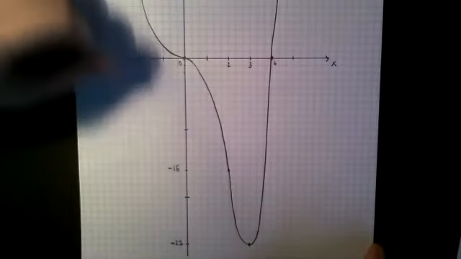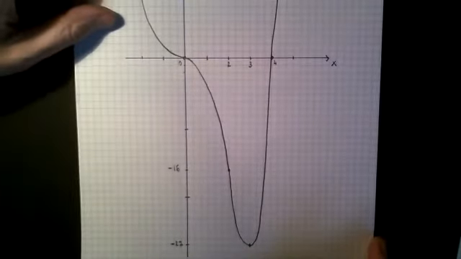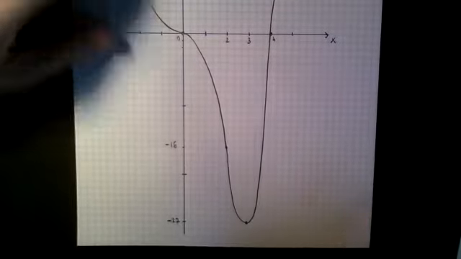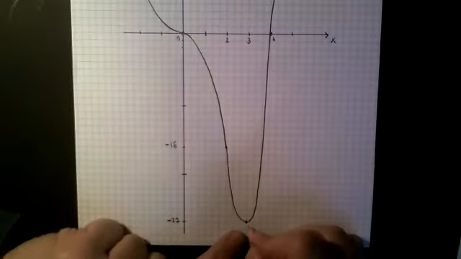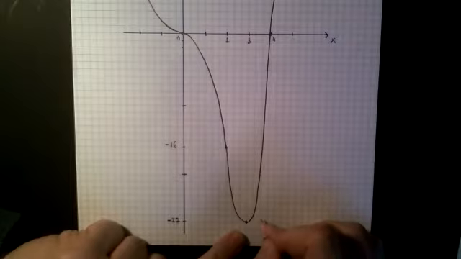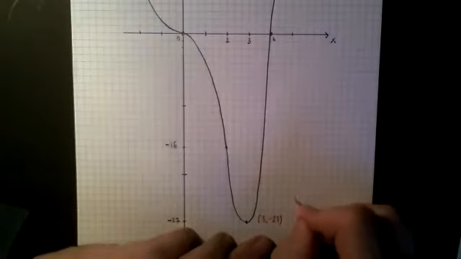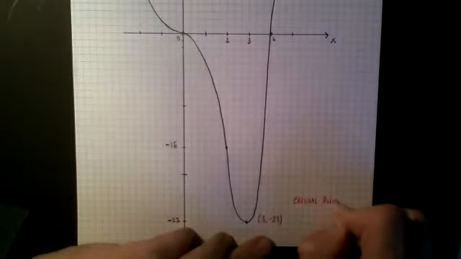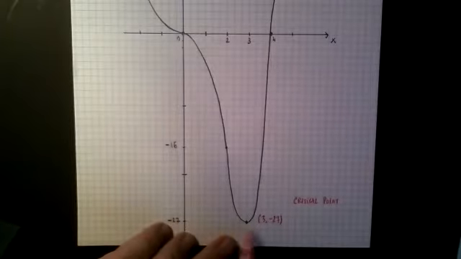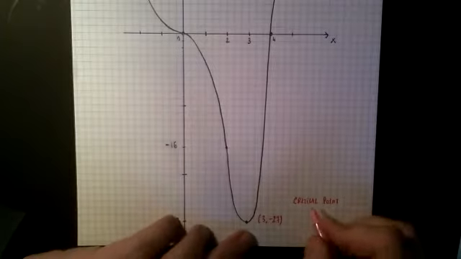Let's just identify the important points now on the graph. Okay, so first of all, this one here is (3, -27). What is this point? This is a critical point because, of course, the slope, the derivative, is 0. And it's also an absolute minimum.